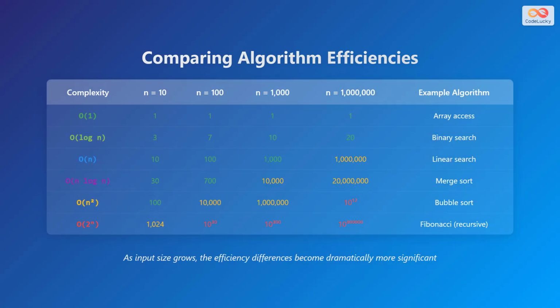Now let's compare the efficiencies of different algorithms. In this table, we compare the performance of various algorithms as the input size increases. You can see how the runtime increases for each complexity class as n grows. Keep in mind that as input size grows, the efficiency differences become dramatically more significant.